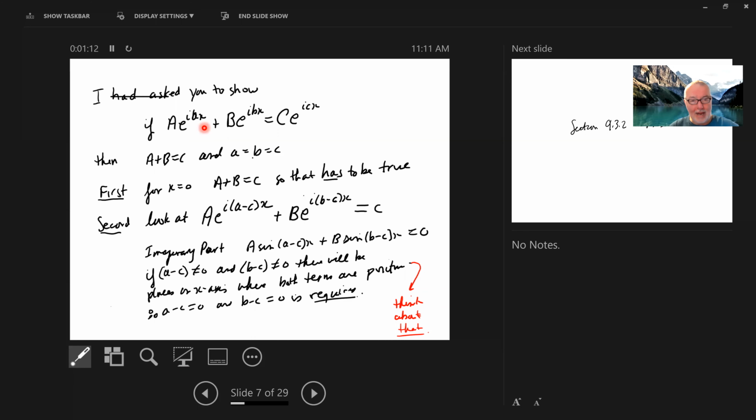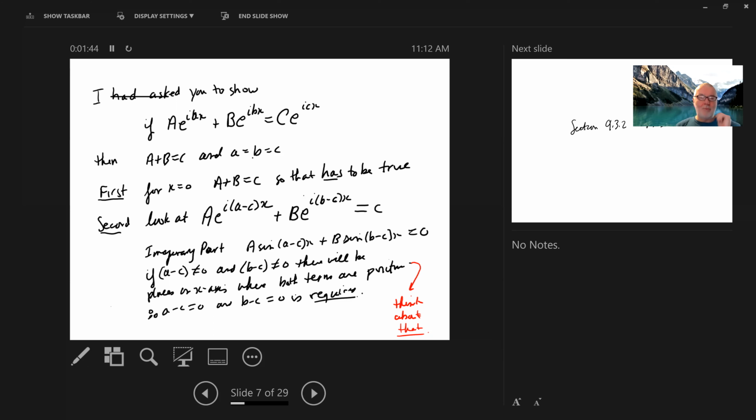plus a constant times e to the i b x plus a constant times e to the i c x. And those constants are meant to be capital A and lowercase a, capital B and lowercase b, and capital C and lowercase c. And then I wanted you to show that if that relationship held for all x, then capital A plus capital B has to equal capital C, and lowercase a has to equal lowercase b has to equal lowercase c.